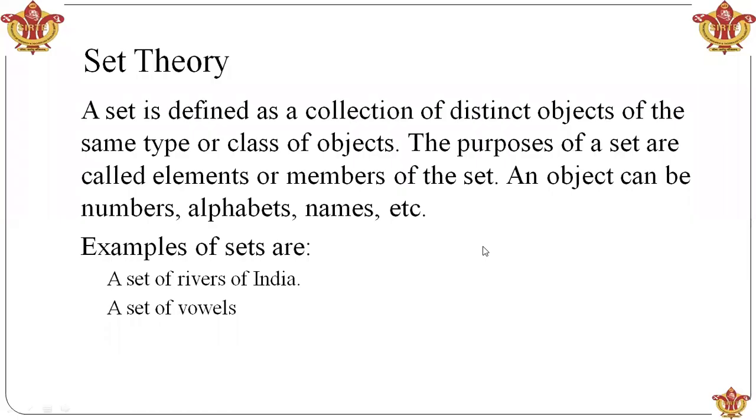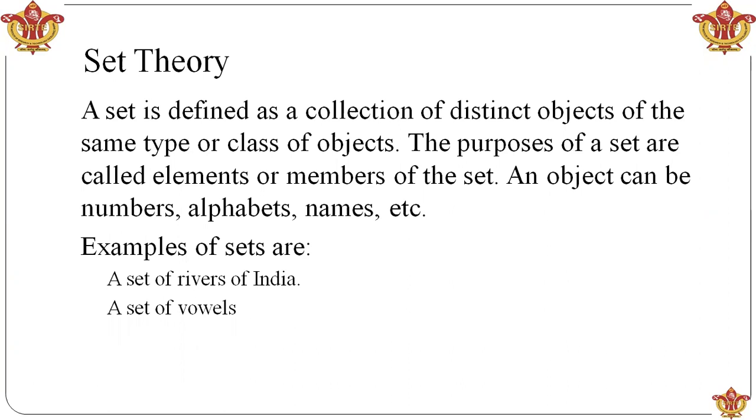First of all, what is set theory? Here you can see the definition of set theory. A set is defined as a collection of distinct objects of the same type or class of objects, right? And the objects of a set are called elements or members of the set. An object can be a number, alphabet, names, etc. So basically, a set is a collection of distinct objects, that means different kinds of objects, right?